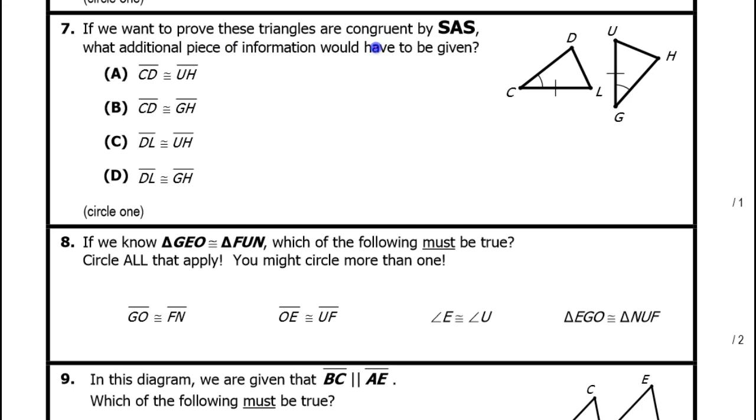If we want to prove these triangles congruent by side-angle-side, what additional piece of information would have to be given? So we have a side and an angle, so we need another side. And remember, for side-angle-side, the angle has to be between the two sides. So it has to be this side. And on this picture, I would need this side, because that puts the angle between the two sides. So that means CD would have to be congruent to GH. Okay, so that's B.